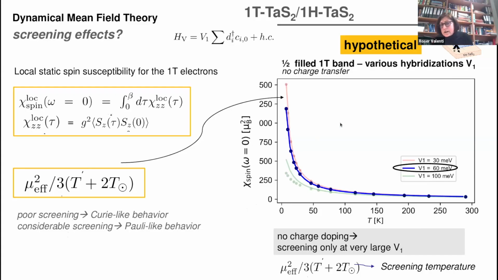So what I'm showing here now is, for this case, at different hybridizations, the straight lines correspond to the fitting to this Curie expression, and the dots to the DMFT calculations. And as you can observe, only when we go to very large hybridizations is there a deviation from the Curie behavior, which means that we can only have screening effects at very, very large hybridization.